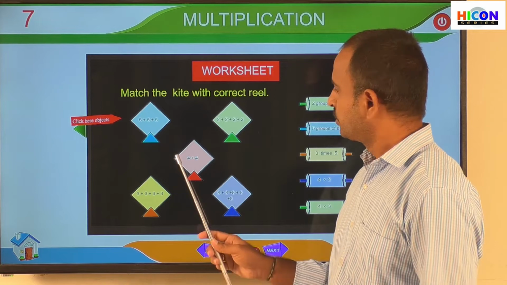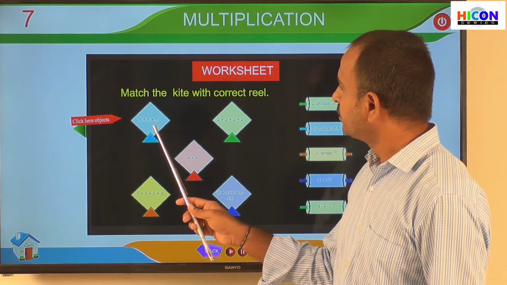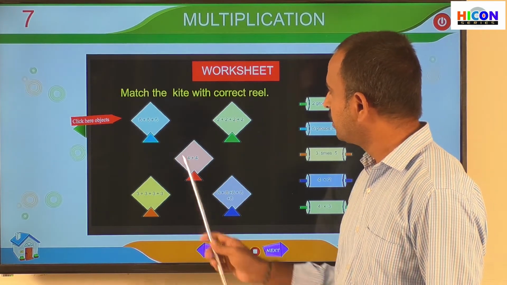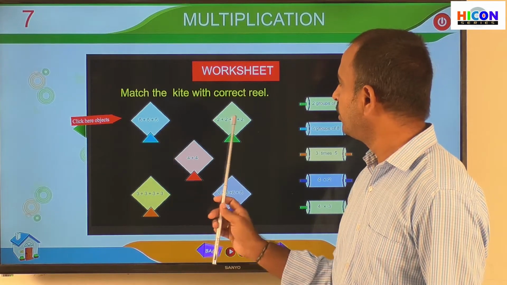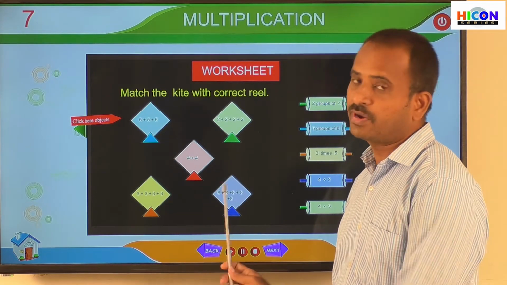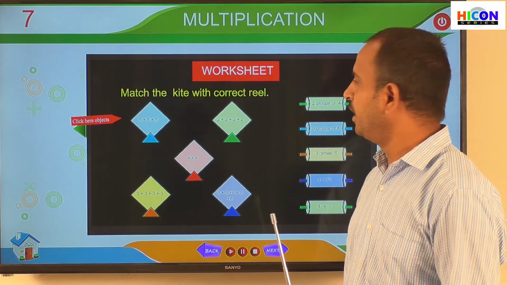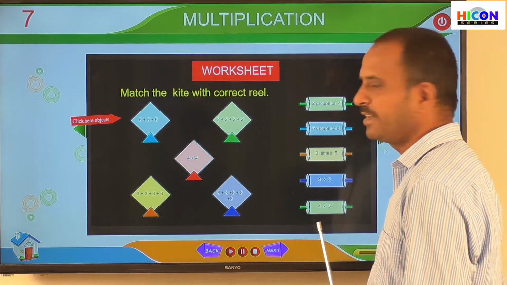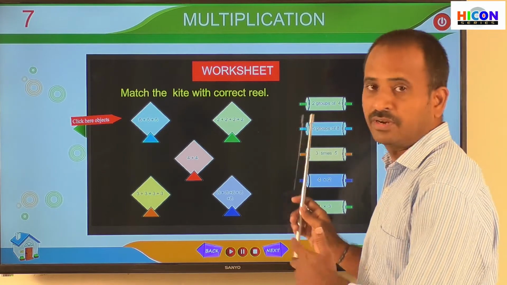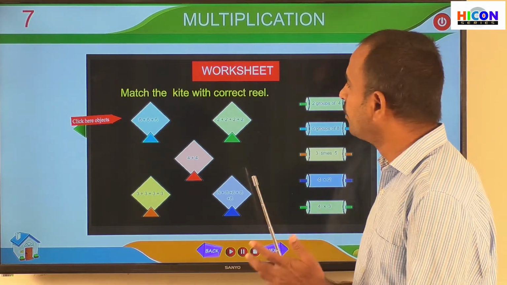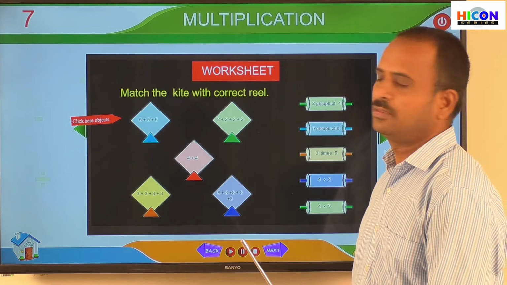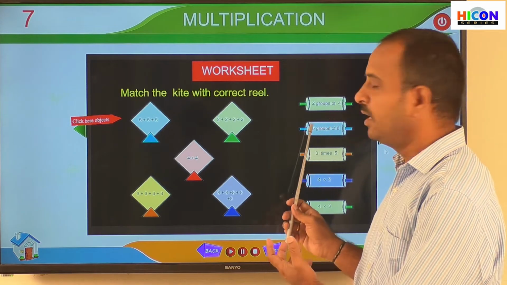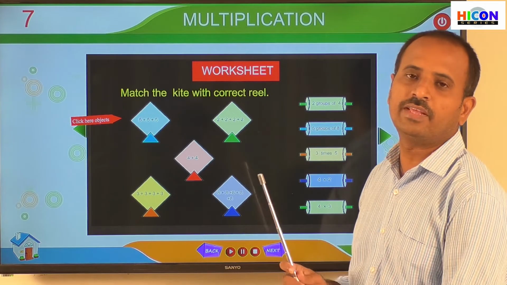So children, if you observe the screen, they have given some kites. How many kites are there? So 1, 2, 3, 4, 5 kites are there. And the reels for each kite are given on the right side. The reels, that means the reels of thread which are helpful to fly the kites. The reel contains thread and the thread will be helpful to fly the kites.